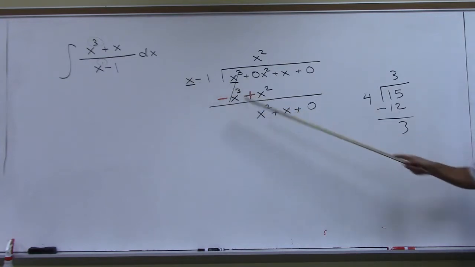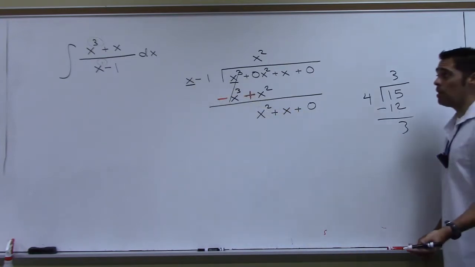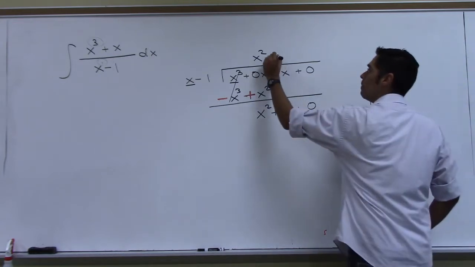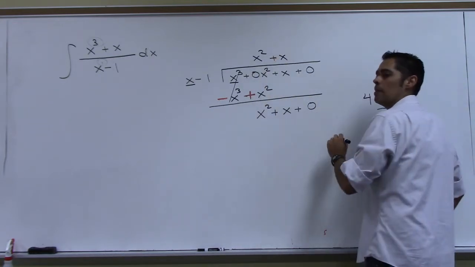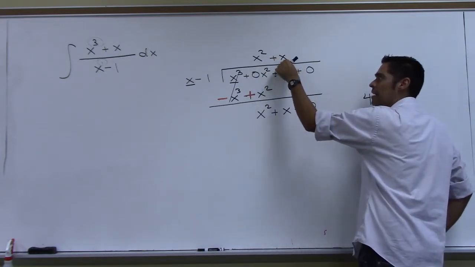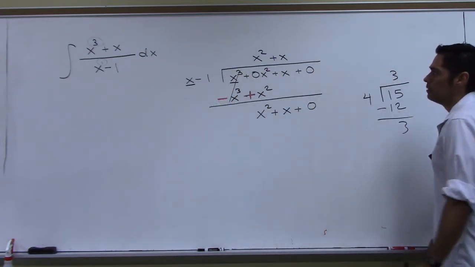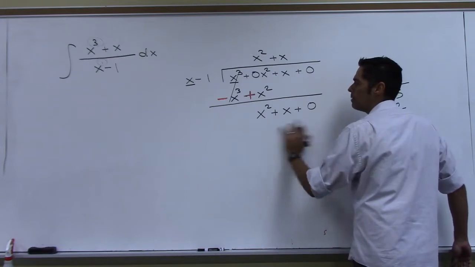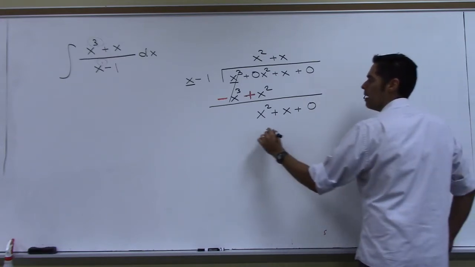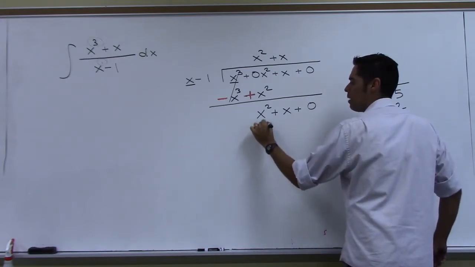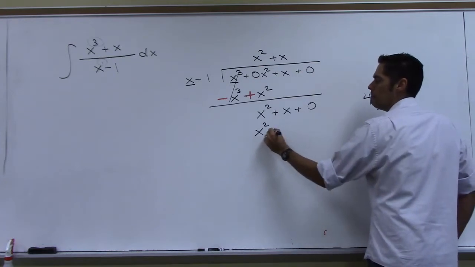So can you turn x into x squared? Yes, by multiplying it by x. So I put plus x here, and then I play the same game. I take that x here, put those here. So someone tell me what I'm going to have under here right here. X squared minus x.